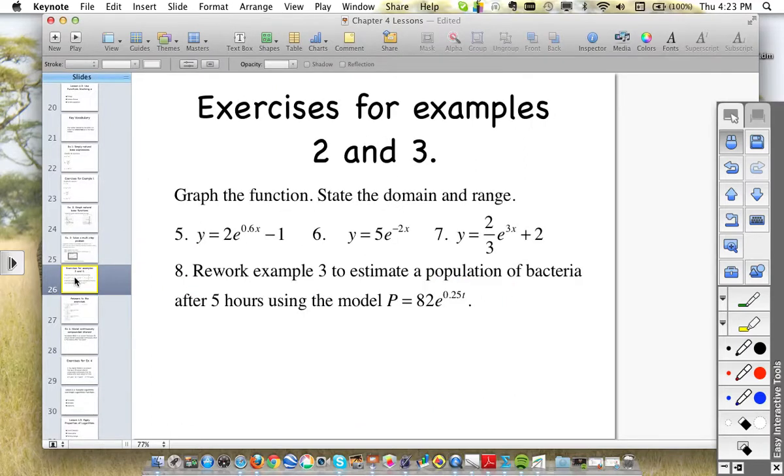So here are 3 functions that I want you to graph, and then state the domain and range, just like we did with the exponential functions from lesson 4.1 and 4.2. And then take a look at example 3 again to estimate the population after 5 hours using this new population model. Hit pause, take as long as you need to suitably graph these functions, and then when you're ready, go ahead and hit play to move on to the next answer.